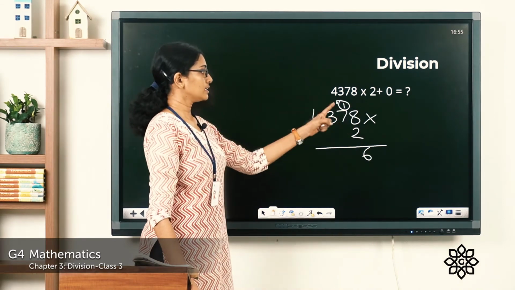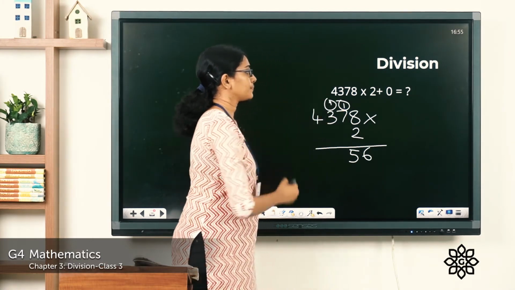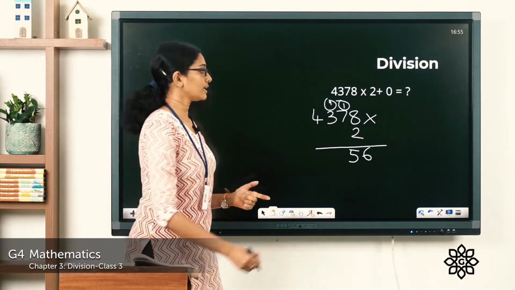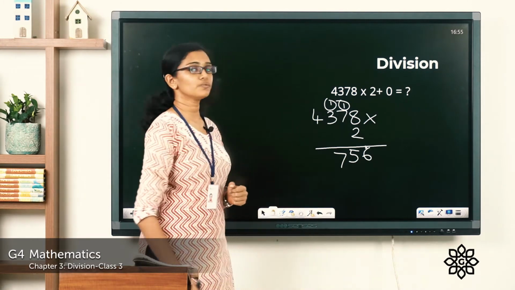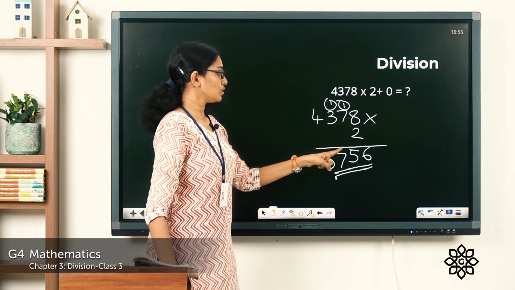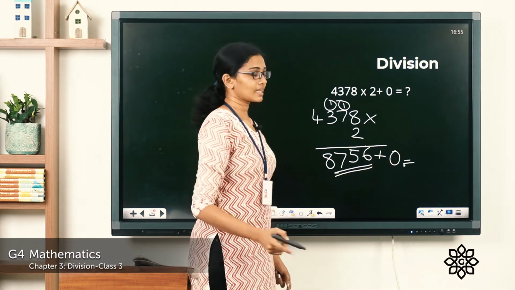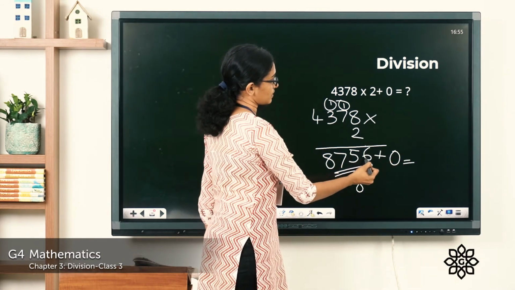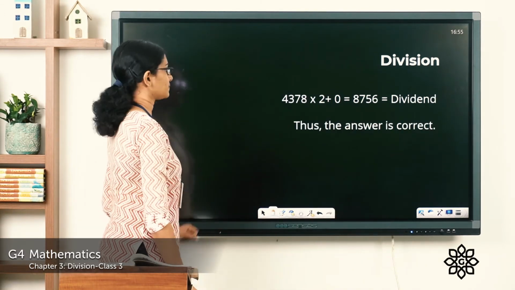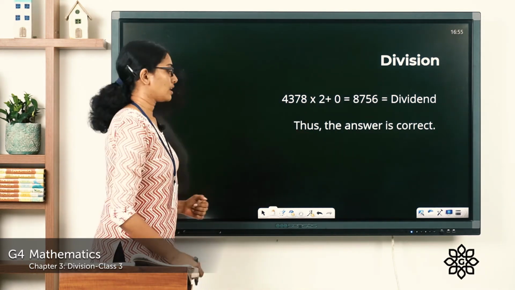A carry over 1. 2 into 7 is equal to 14 plus this carry over 1, that is equal to 15. Again a carry over to the hundreds place. 2 into 3 is equal to 6 plus 1, 7. Now 2 into 4, that is equal to 8. Now the remainder here was 0. So adding 0 to any number gives the number itself. So 8756 plus 0 is equal to 8756, which is our dividend from the question. So yes, we have done the division correctly and our answer is correct.